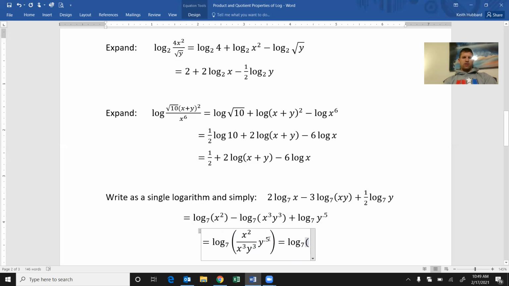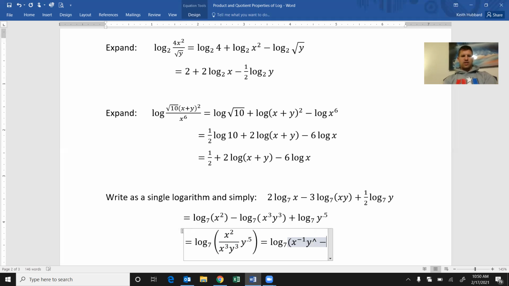Oops, no, these are the only x's. So that ends up with x to the -1. Sometimes people will say write it with only positive powers. That's fine too. I'll show you that as well. And then I have y to the 1/2 divided by y to the third. That's y to the -2.5. So if there weren't any instructions, as in this one, there's not, you could just write it like that.